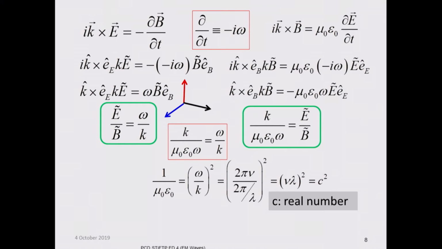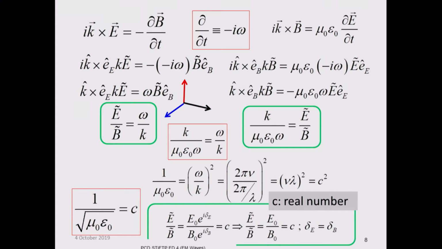Okay, that the speed of the wave motion is given by properties of vacuum, just mu 0 and epsilon 0, right? That is what determines the speed of light. So, 1 over square root of mu 0 epsilon 0 is c, and c is a real number. So E tilde over B tilde, which included the phase factors delta E and delta B, has to be a real number. So delta E must be equal to delta B. So they are in phase.